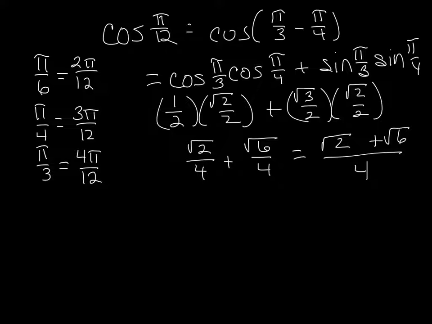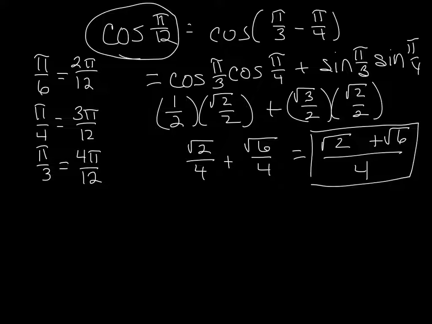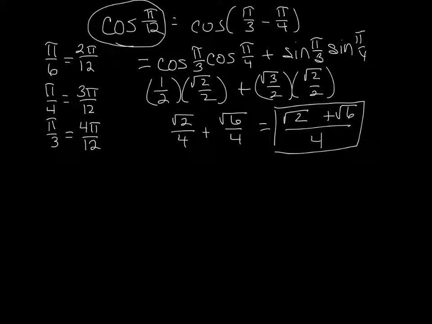And you could check that on the calculator to see if you get this. If you plug this into the calculator and got a decimal approximation, you could compare it to this and see if you get the same decimal approximation. That's one way that you could check that. Okay, let's look at the sine of 19 pi over 12.